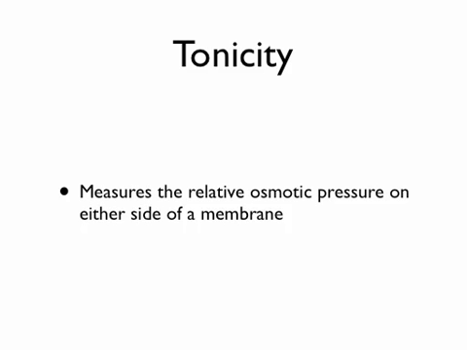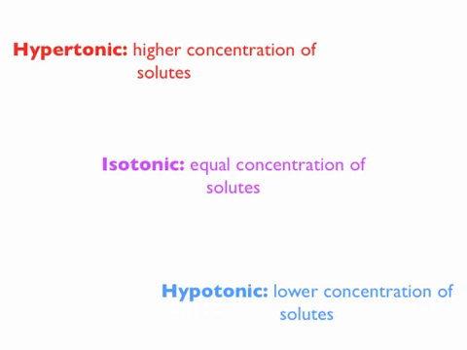Tonicity is a measure of the relative osmotic pressure that's caused by water flowing from one side of the membrane to the other. We call a solution hypertonic when it contains a higher concentration of solutes than the solution on the other side of the membrane. When both solutions have an equal concentration of solutes, we call them isotonic. We call a solution hypotonic when it contains a lower concentration of solutes than a solution on the other side of the membrane.